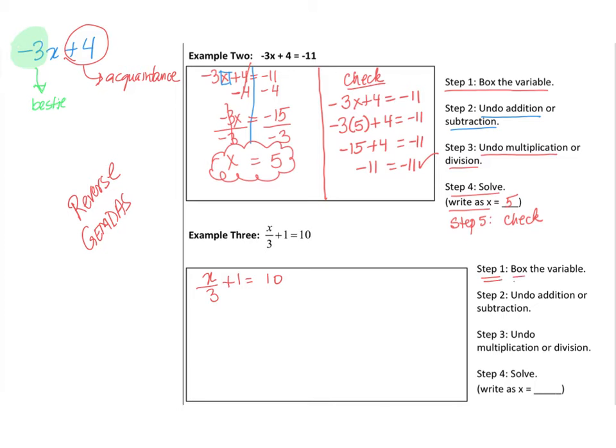And I'm going to follow my steps. So I'm going to first box the variable. So I'm going to go ahead and box the variable. There's that. And I'm also going to make my line at this point. So there's the line. Sorry, it's not as straight as I'd like it to be.